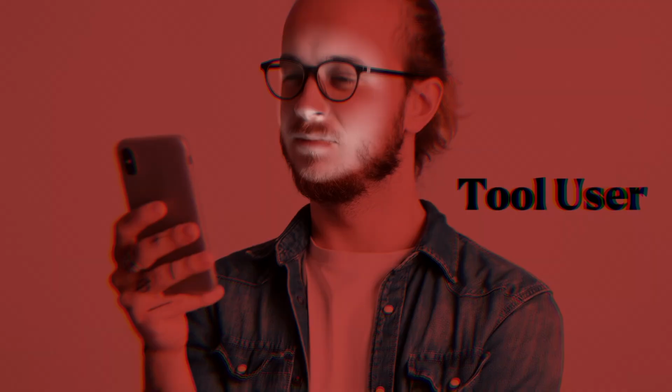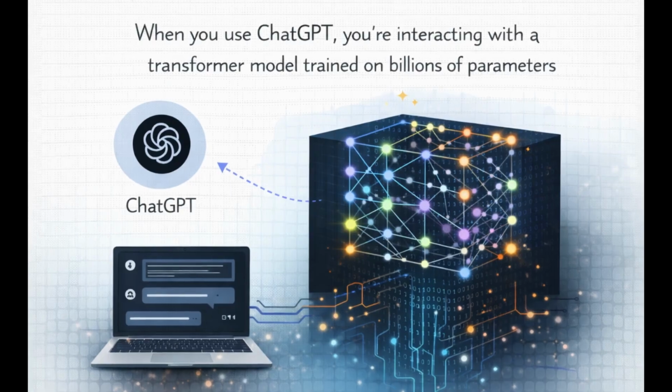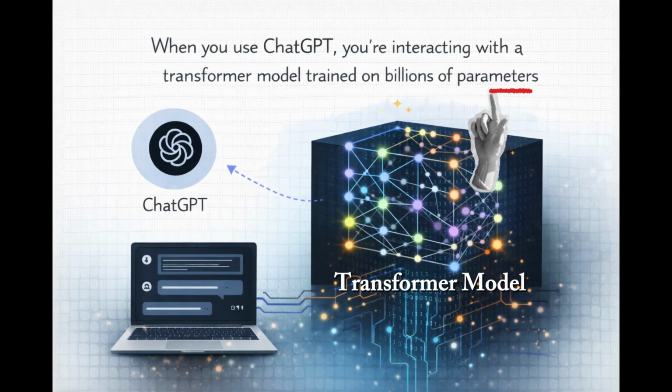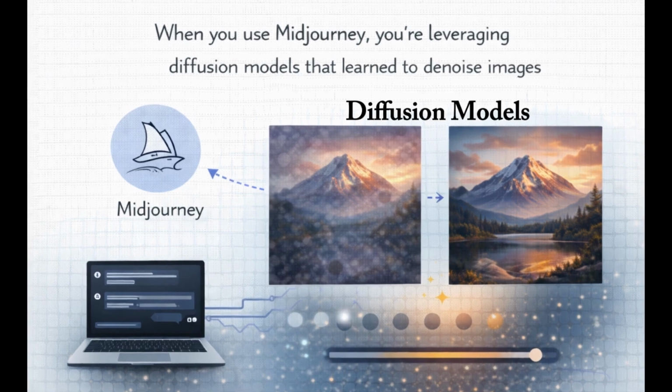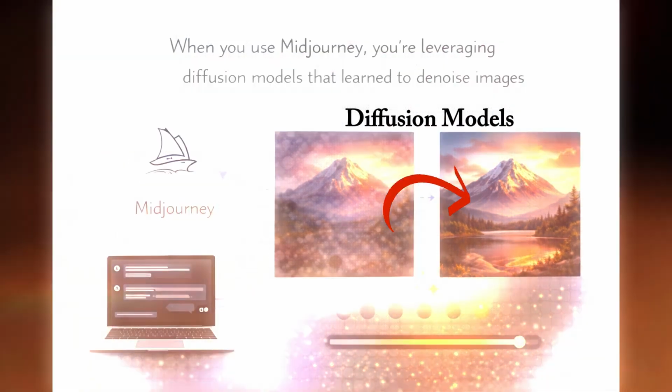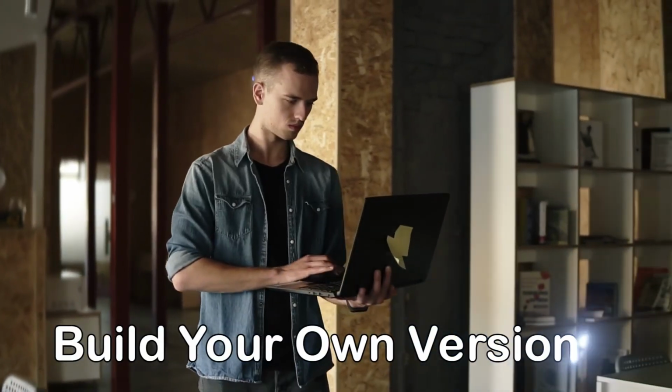But here's the deeper lesson. Don't just be a tool user. Understand what these tools are doing under the hood. When you use ChatGPT, you're interacting with a transformer model trained on billions of parameters. When you use Midjourney, you're leveraging diffusion models that learned to denoise images. When you use these tools with understanding, you can push them further, troubleshoot problems, and even build your own versions.